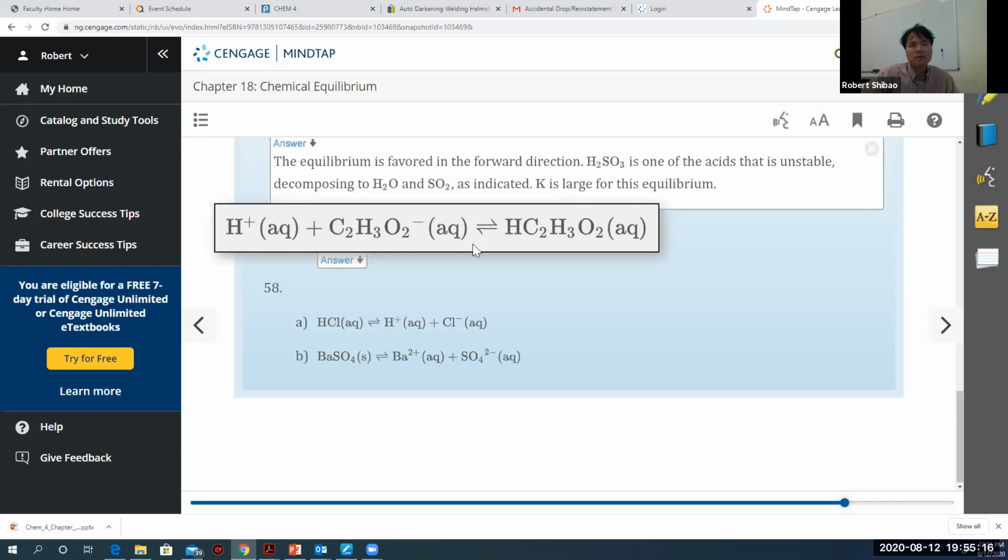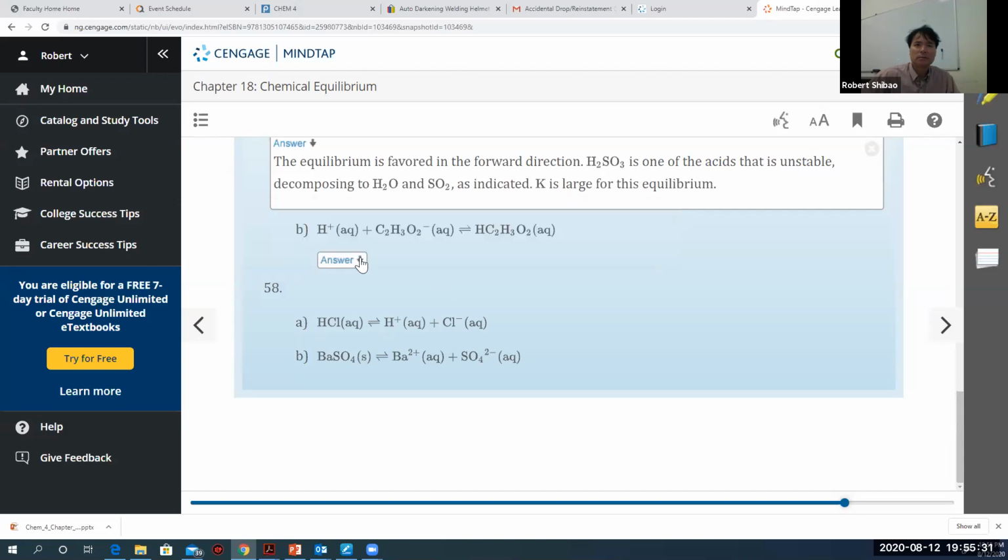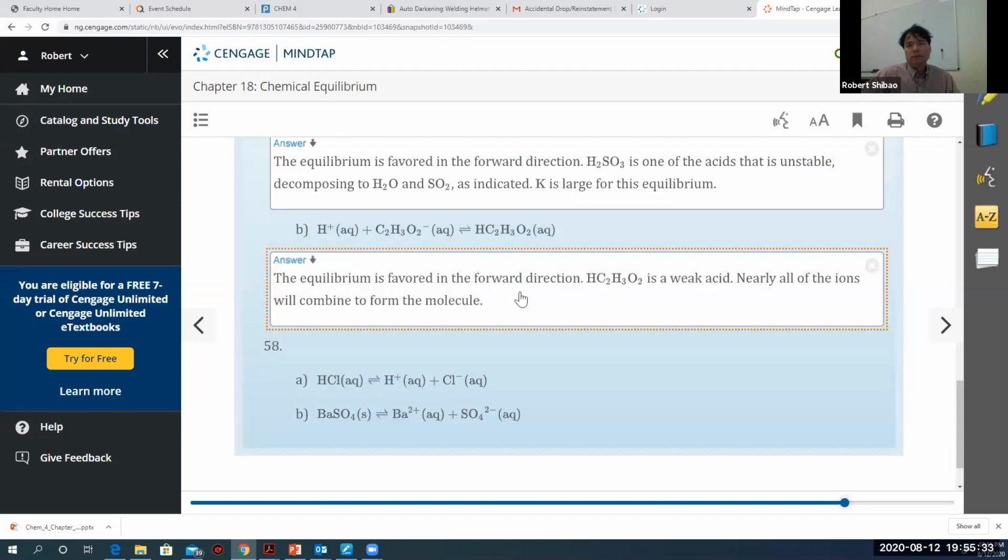Now, where does the H plus come from? The H plus can come from different sources. Like, for example, we could add some HCl and sodium acetate. If we mix HCl and sodium acetate together, this is the reaction we'd expect. It's the net ionic reaction we'd expect. And so acetic acid is a weak acid. Nearly all the ions will combine to form the molecule.